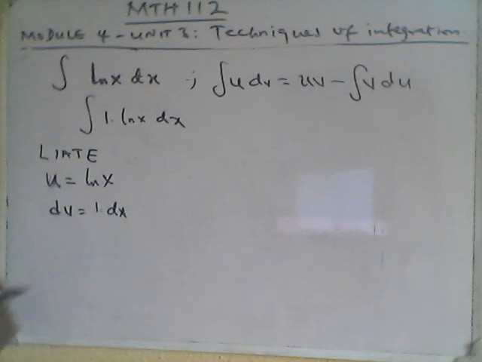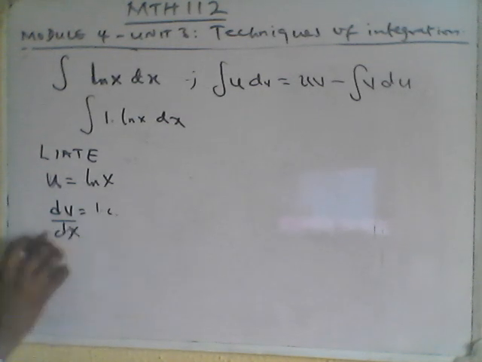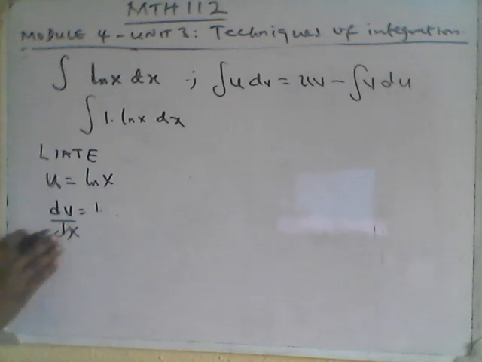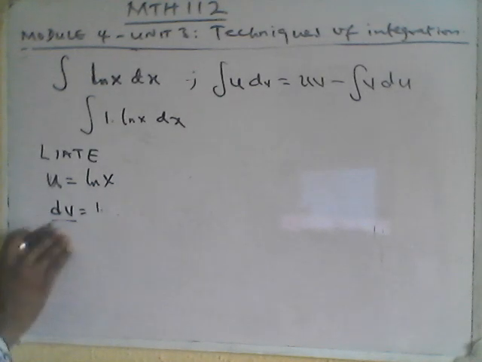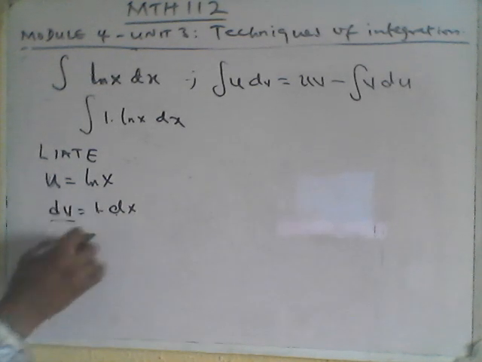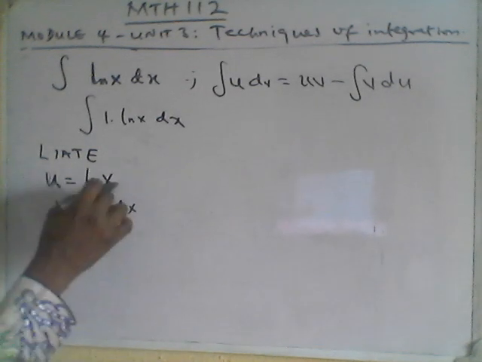How? Because dv/dx is equal to 1, right? But we are looking at dv, not dv/dx. dv/dx is equal to 1, that's what that is. But I'm looking for dv, so I will say dv is equal to 1 dx. So it's dx that is dv. Okay, so I've gotten these two.